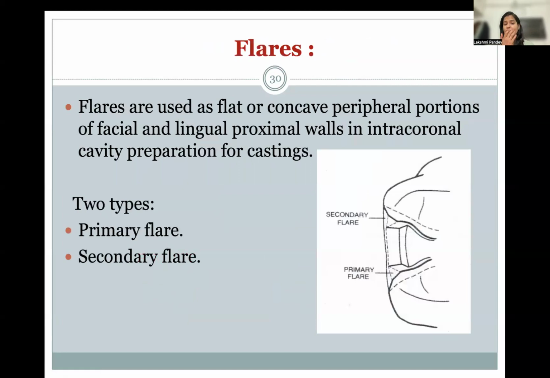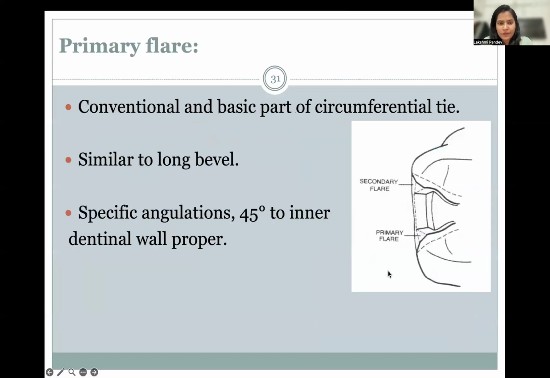Next comes the flare. Flares are used as flat or concave peripheral portions on the facial and lingual proximal walls in intracoronal cavity preparation for casting. So I told you, we give bevels and flares for the retention. Here, there are 2 types of flare. Primary flare we always give. Secondary we give whenever it's required. Here, can you see the primary flare?